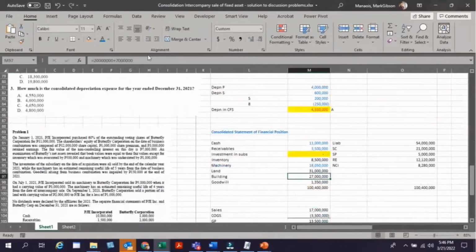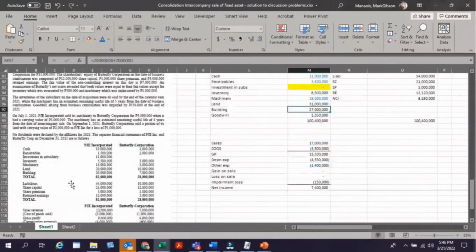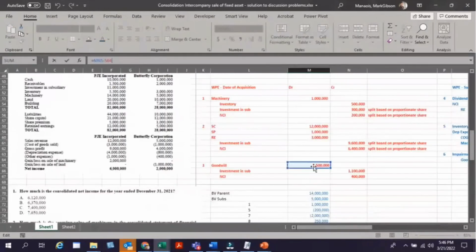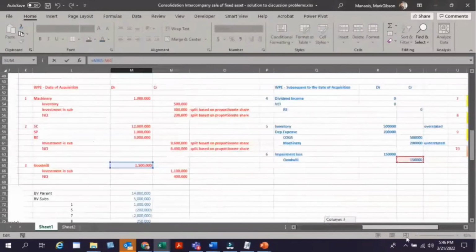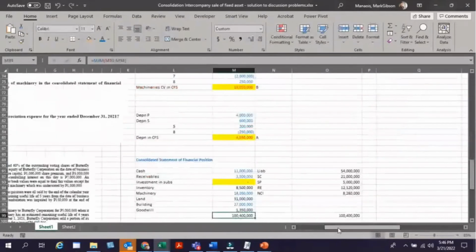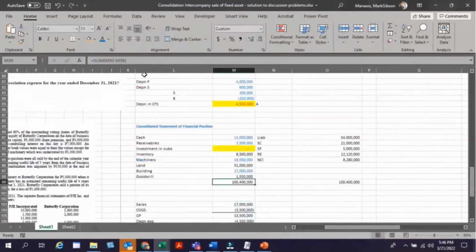Then finally, building. Meron tayong building, how much? 20 million plus 7 million. So, 27 million. Goodwill, ito, wag kakalimutan. Kailangan natin i-recognize yung goodwill. Magkano yan initially? Goodwill was initially 1,500,000. Pero nagkaroon ng impairment na 150,000. So total would be 1,350,000.